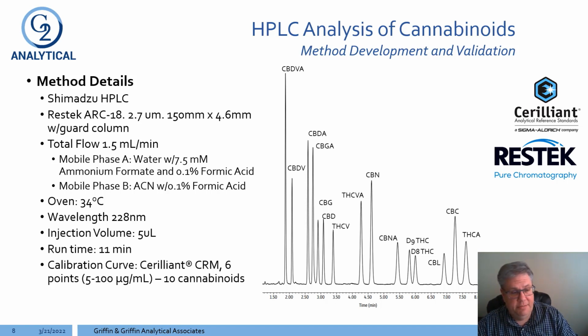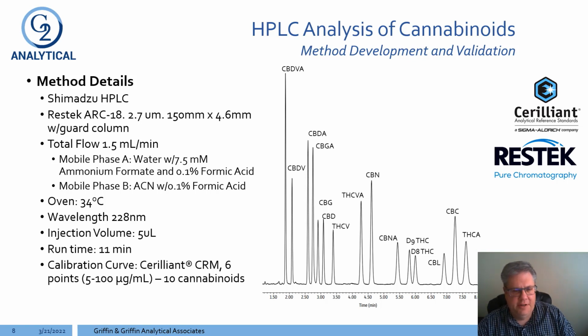The method is 11 minutes, and as you can see on this chart, if my head wasn't in the way, we get these cannabinoids out in just about 9.5-ish minutes. For our calibration curve, we use Cerilliant certified reference materials. We used 6 points that range from 5 micrograms per mL to 100 micrograms per mL.